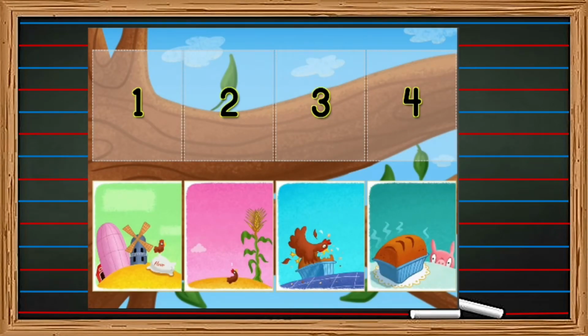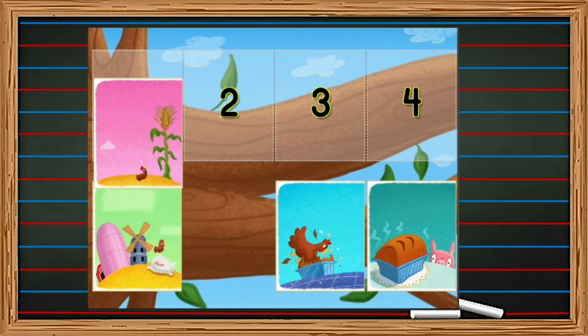First, a hen living on a farm finds some wheat and decides to make a bread with it. She asks the other farmyard animals to help her plant it, but they refuse. Which among the pictures do you think shows the first part? If your answer is the second picture, you got it right.